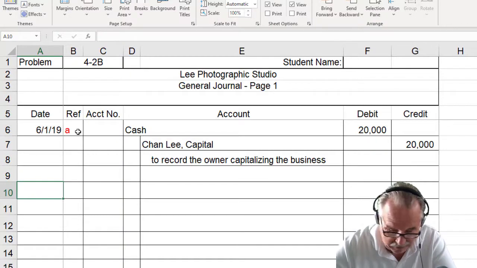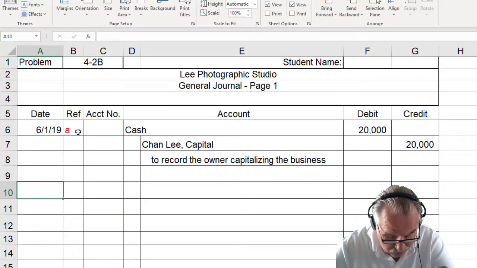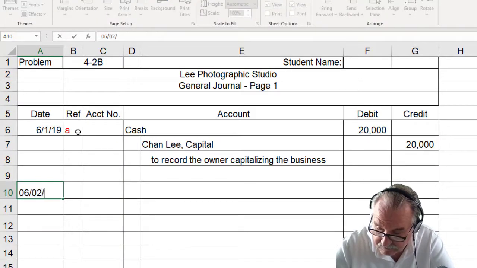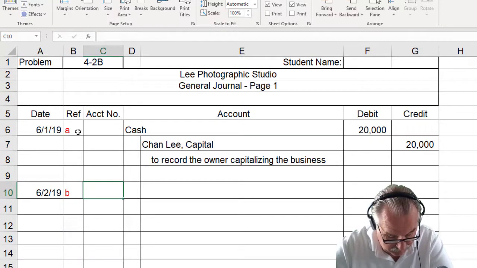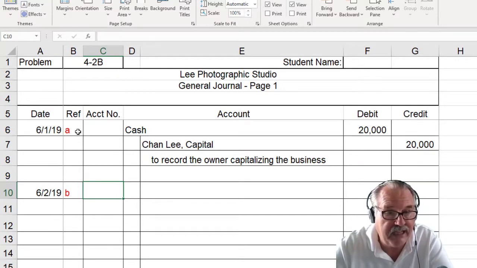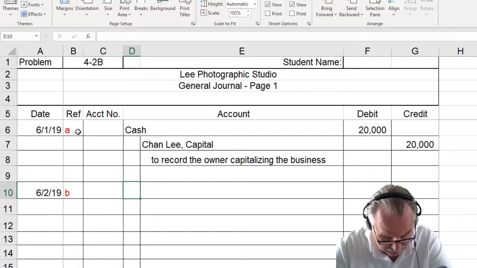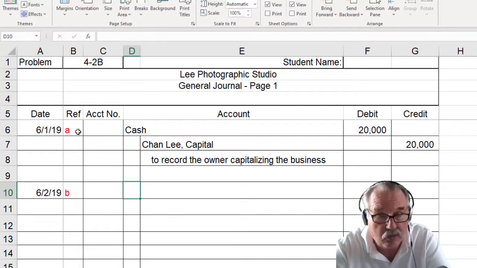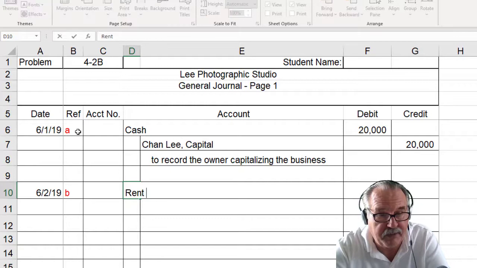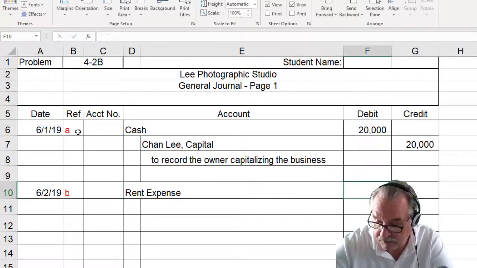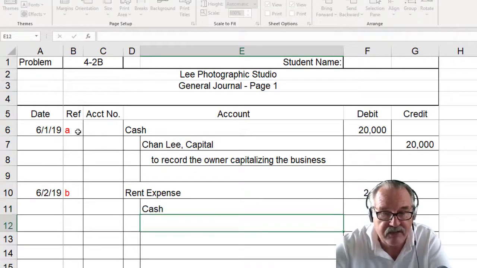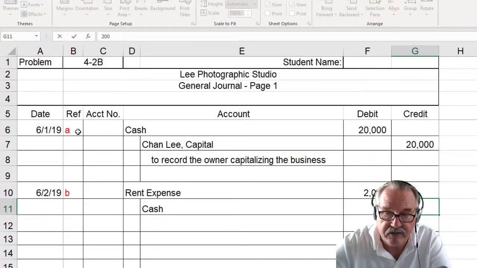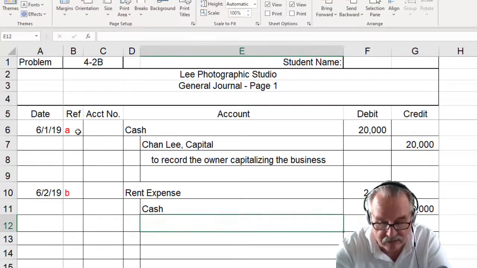All right, so transaction B or 2 is on June the 2nd. And it says, issued check 1001 for $2,000 to pay the June rent. Okay, so we're going to debit rent expense for $2,000, and we're going to credit cash. Cash is going down. Cash is an asset. Assets go down with a credit.